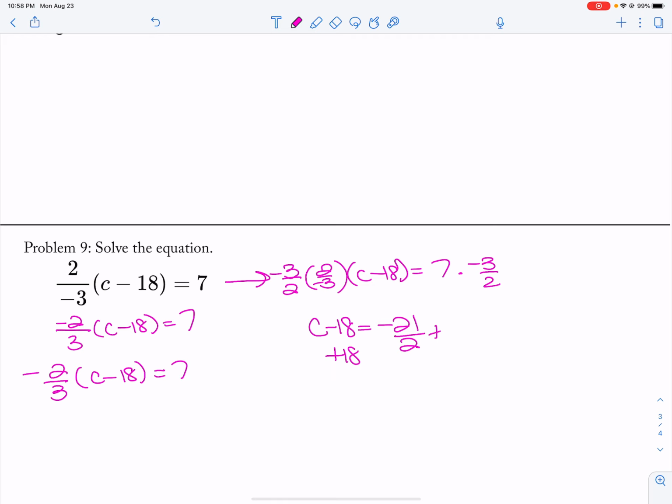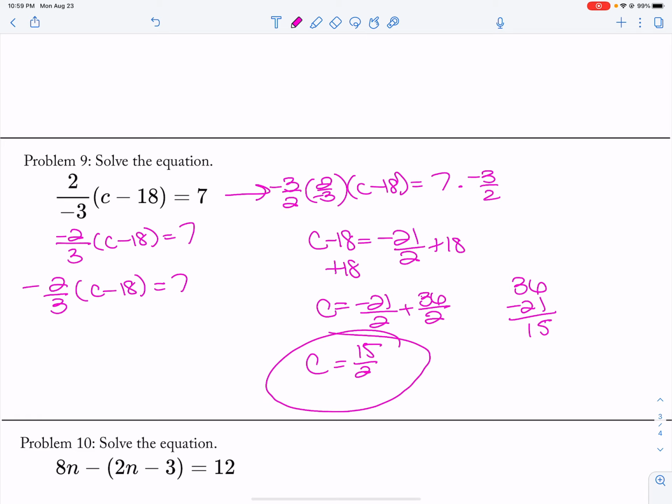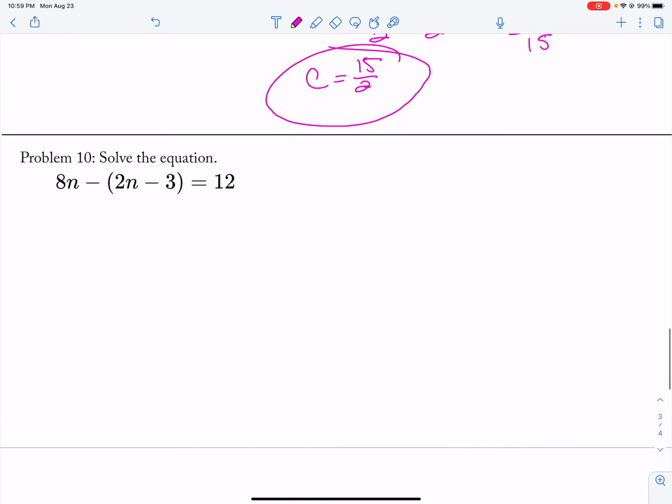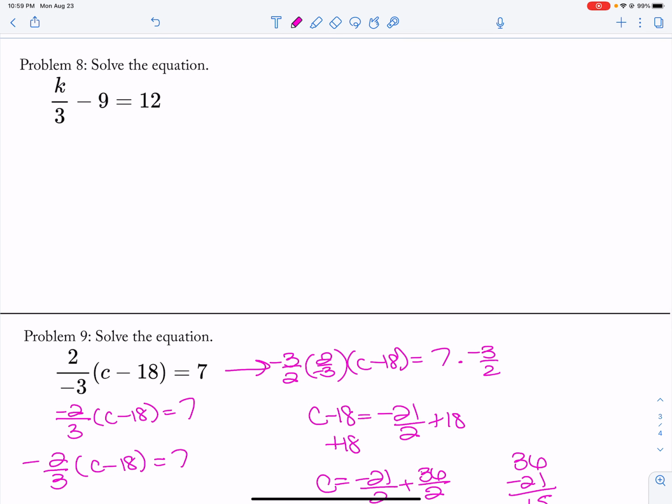Add 18 to both sides. And then I would need to find a common denominator. So this is negative 21 over 2. 18 is the same thing as 36 over 2. And then I'm taking my 36 and subtracting 21. So I get 15, so I get 15/2 is equal to c. Okay. And then there were only 10 questions, so that is it for this problem set.